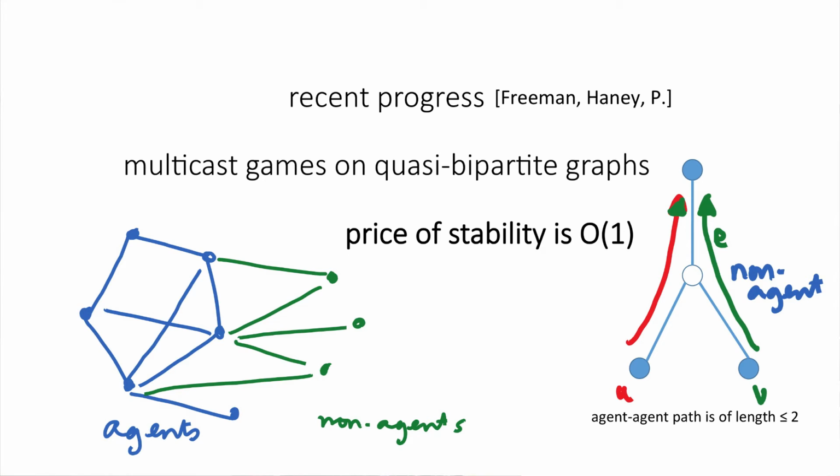In this case, we are able to show that the price of stability remains a constant, although you still have the same problem. You still have these non-agents residing in the network, and there are edges incident on the non-agents that cannot be charged to the non-agents. I do not want to go into details of this.